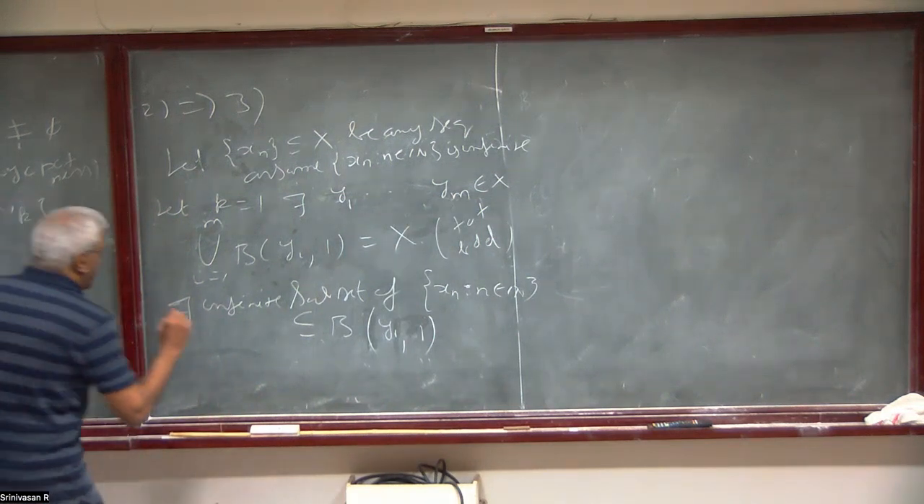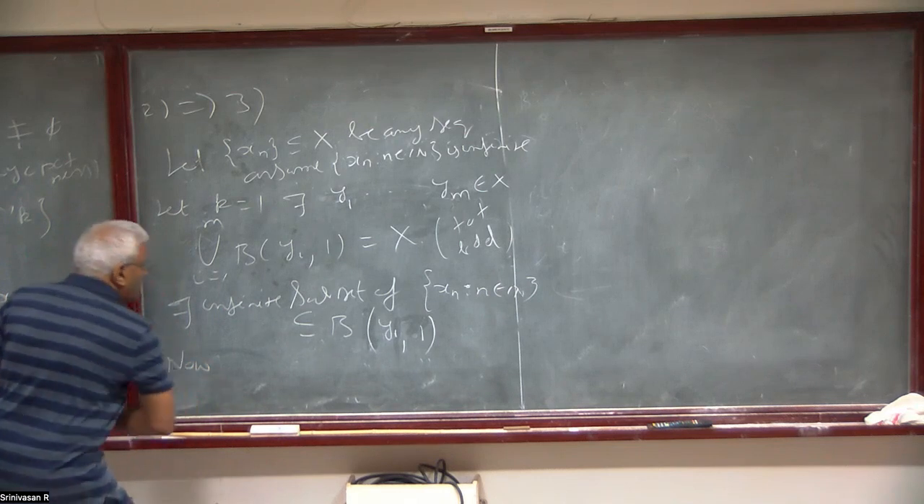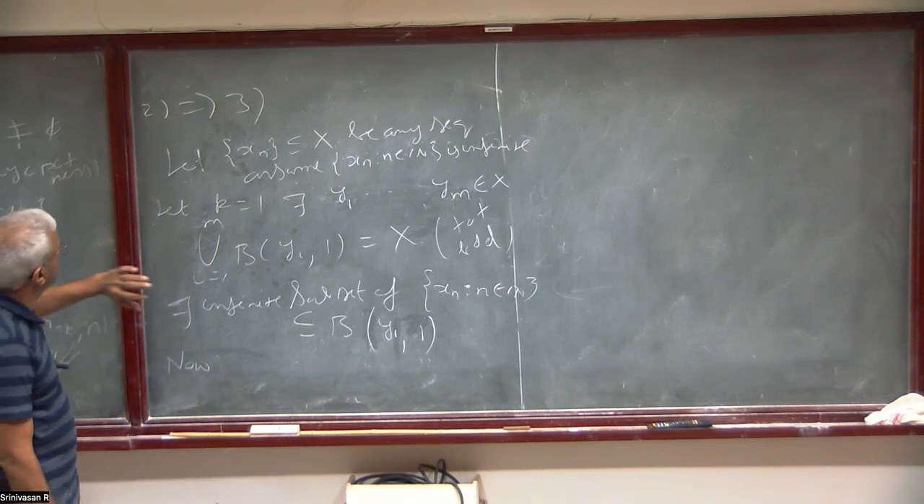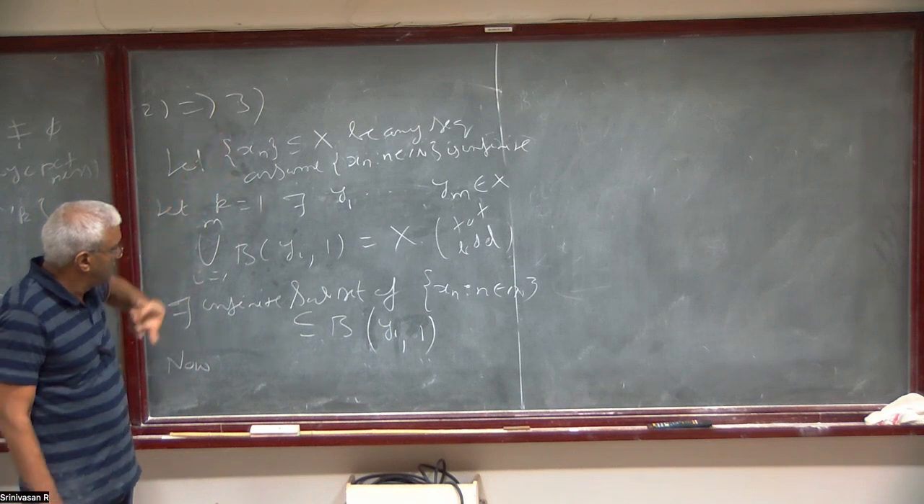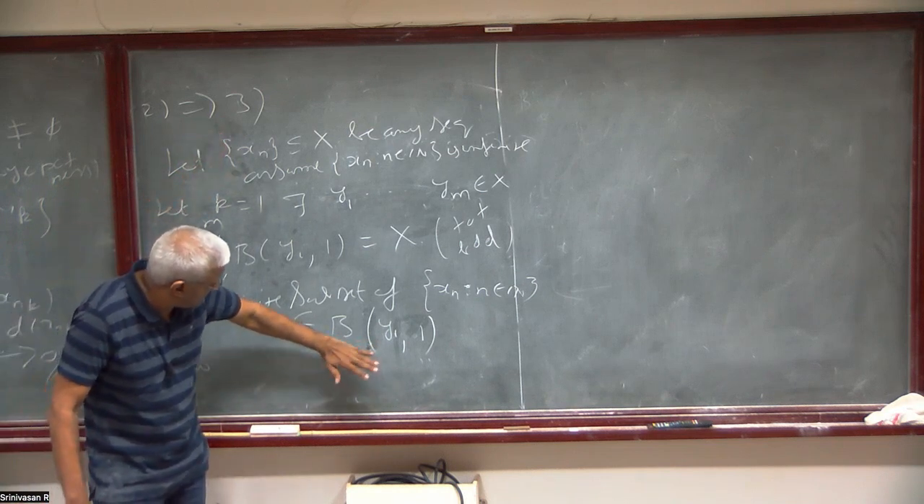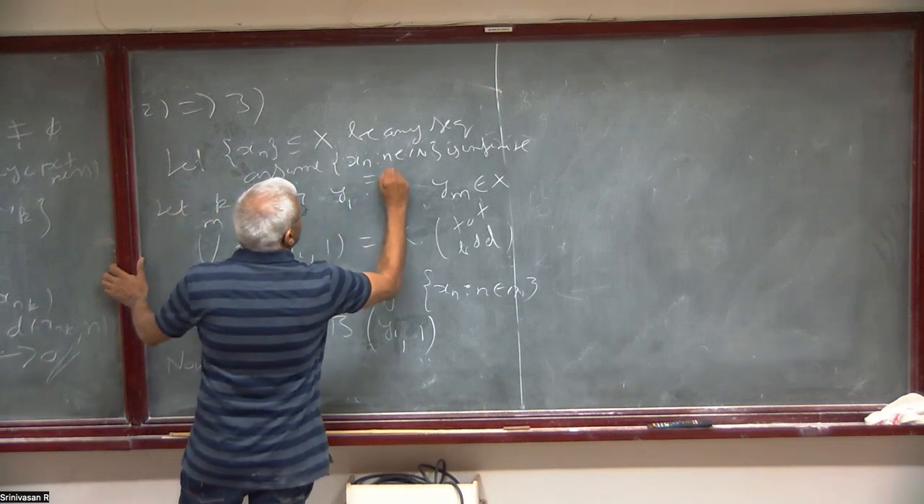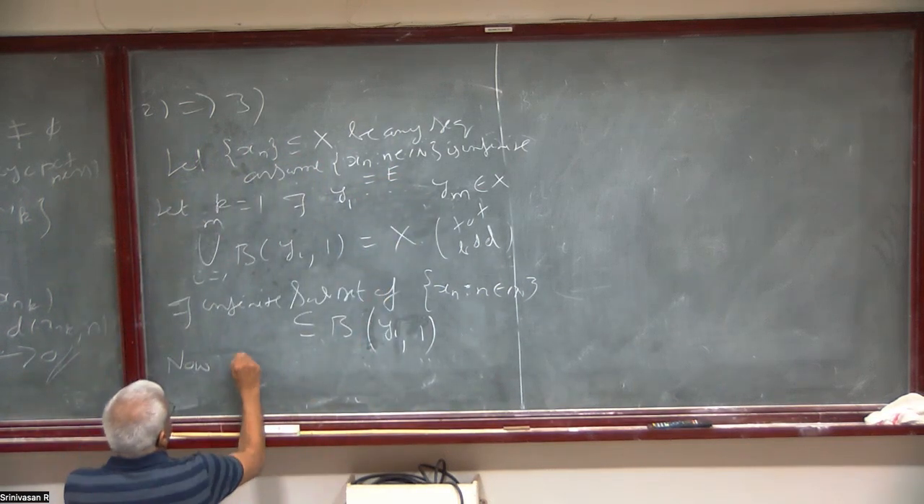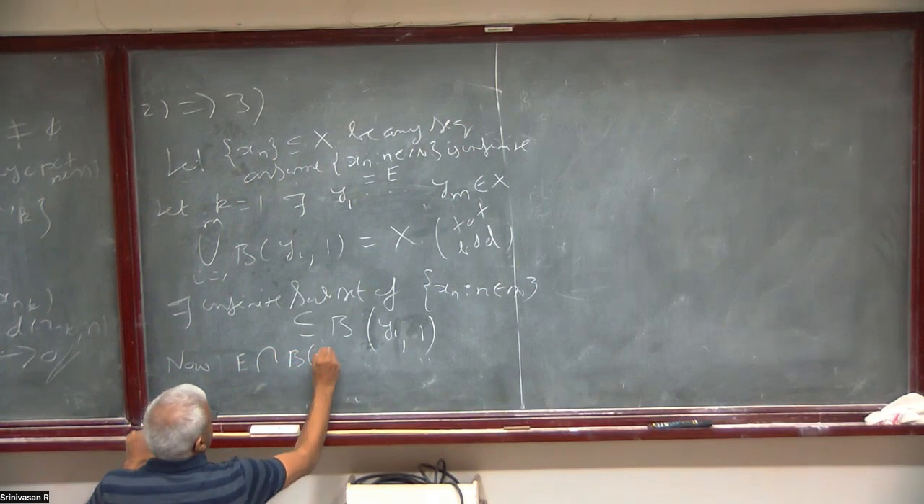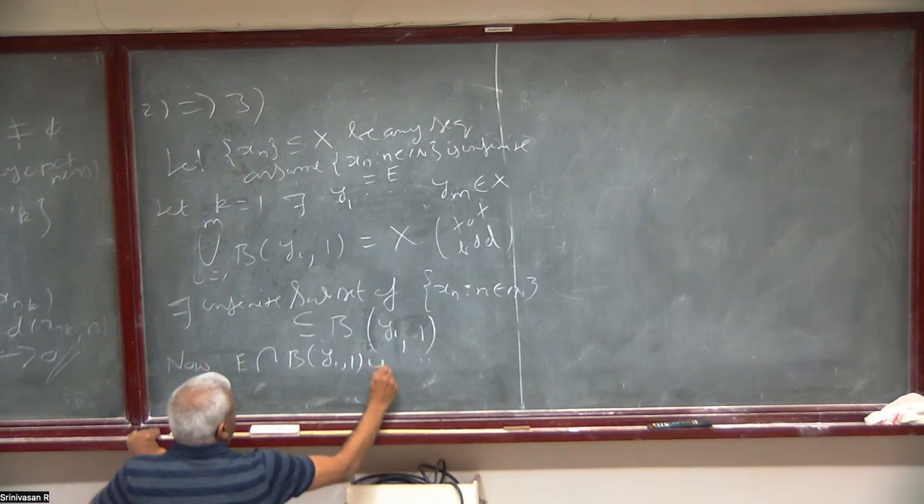Now you consider a subsequence of this which intersects... let me call this set E. E intersection B(y_1, 1) is infinite.